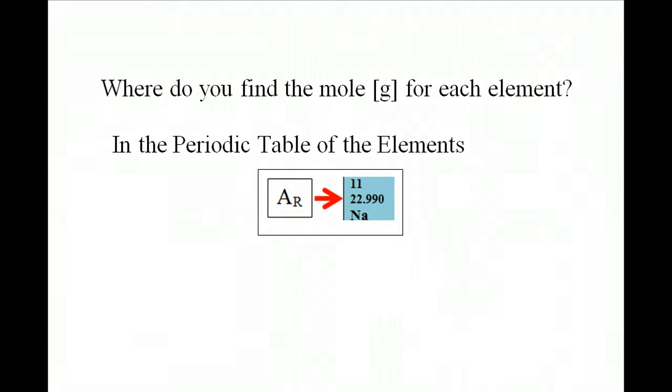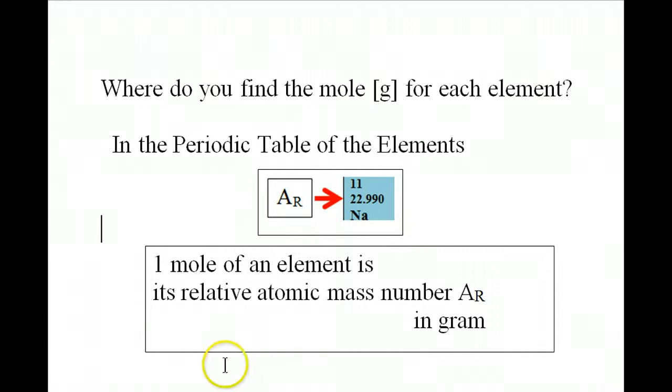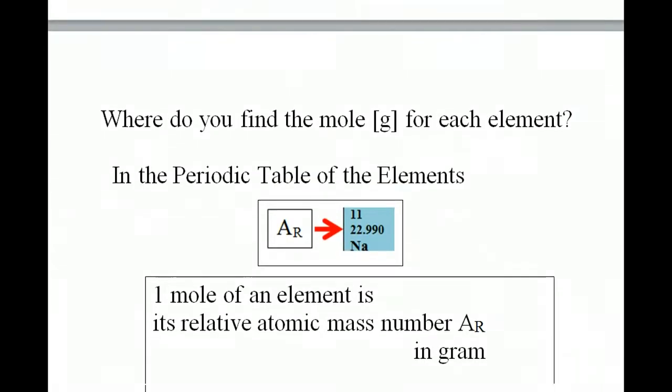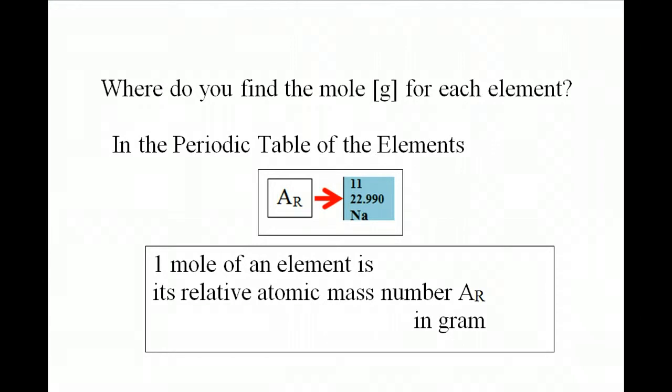You see for sodium, Na element, with the atomic number 11, you find there a number that is 22.990. And you will remember that this was the relative atomic mass number Ar. And we calculated that in the previous video. So if you want to know what 1 mole of sodium is, just take the number 22.990 and write gram behind it. And this is 1 mole.